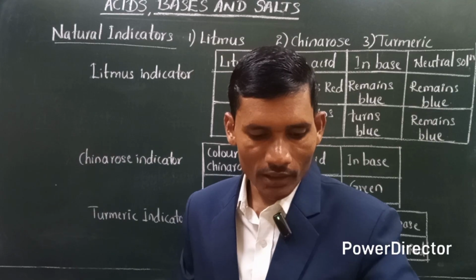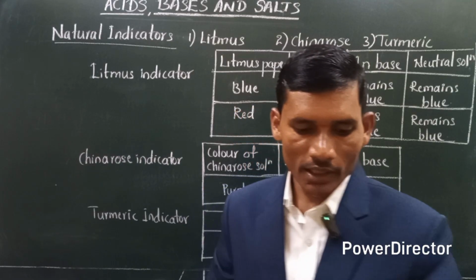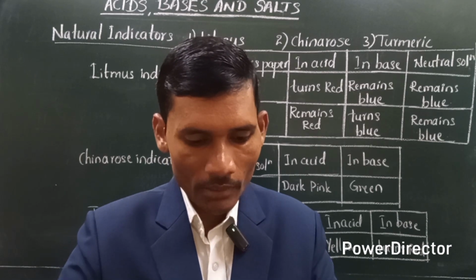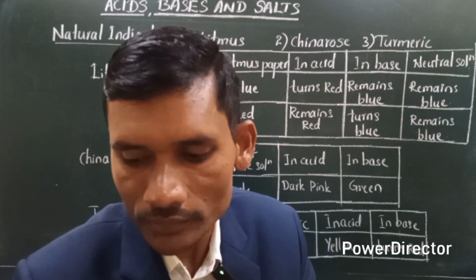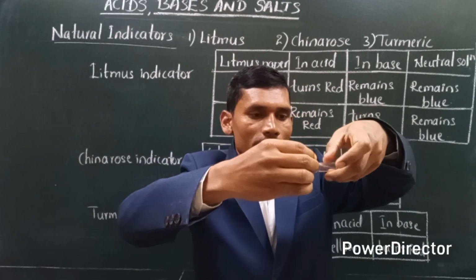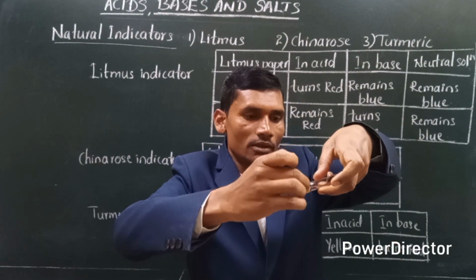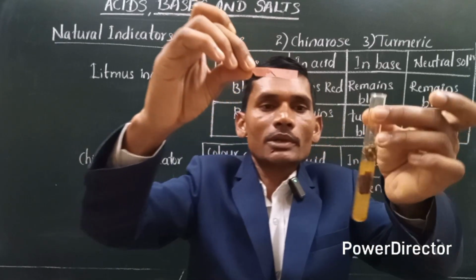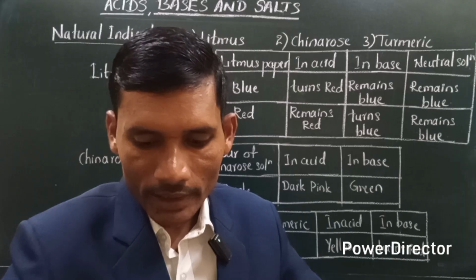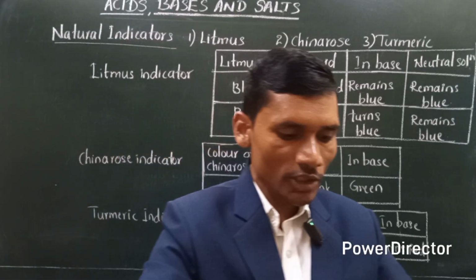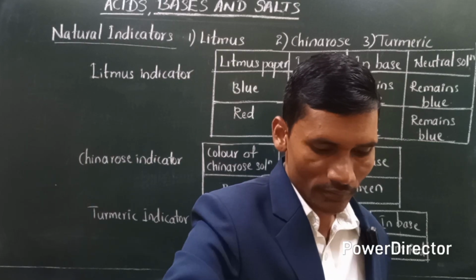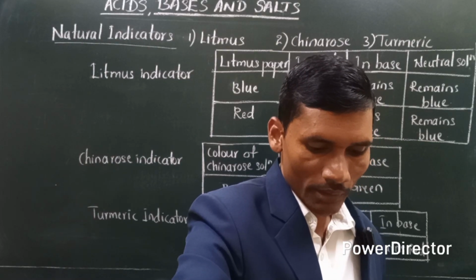Next, tamarind over, lemon juice over. In tamarind we did not test red litmus. Red litmus also will check. Blue over, red has to be checked. Now you can see I have dipped in tamarind solution. It did not change its color. Means what? In acid, red litmus does not change the color. Only blue changes its color.